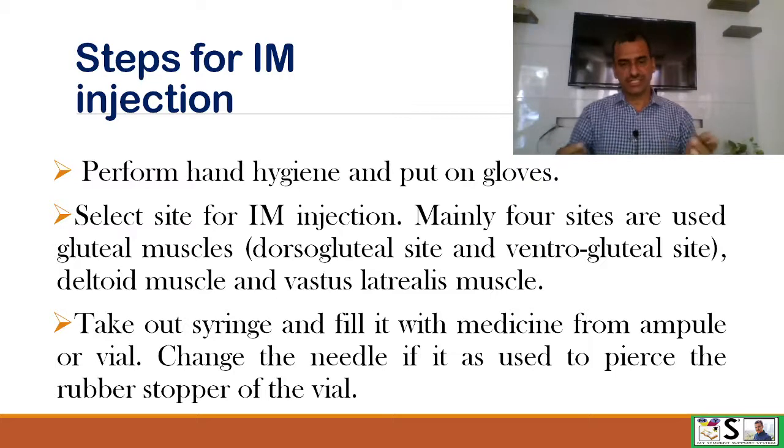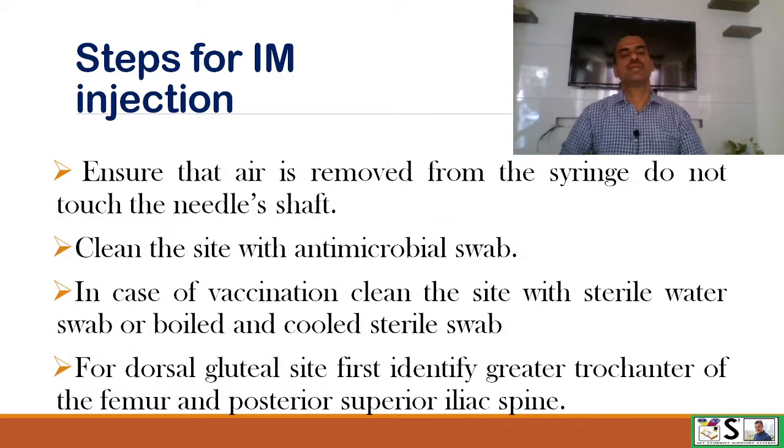Take out the syringe and fill it with medicine either from the ampule or vial. Change the needle if it was used to pierce the rubber seal of the vial. Ensure that air is removed from the syringe in this way, and keep in mind, do not touch the needle shaft. Never touch it, because it is sterile and going inside the body.